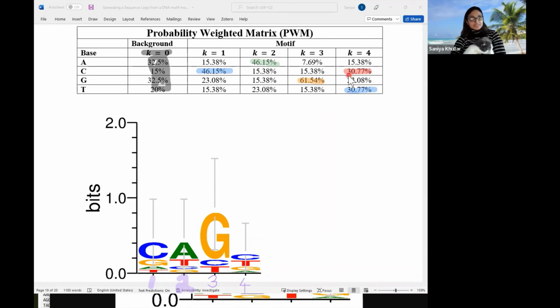So there's a 30.77% chance of C being in the fourth and last position of the motif. And T is also a 30.77% chance of being in the fourth and last position of the motif. So they're the same, they have the same height here. And then followed closely by G in the third position, and then A small.